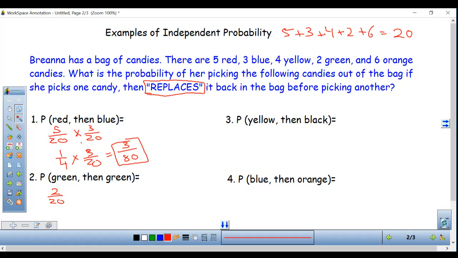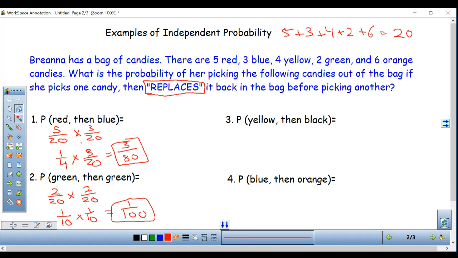And then green again. So because I've replaced the green candy that I potentially grabbed, and I put it back in the bag, there are still 2 green candies in the bag after I replace it, and there are still 20 total candies in the bag because I replaced the first one. I want to multiply these, but I can simplify both of these fractions, both to 1 over 10. And 1 times 1 is 1, 10 times 10 is 100. So the probability that I grab a green and then a green is 1 out of 100.